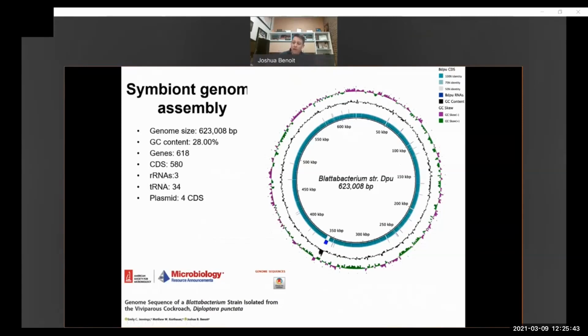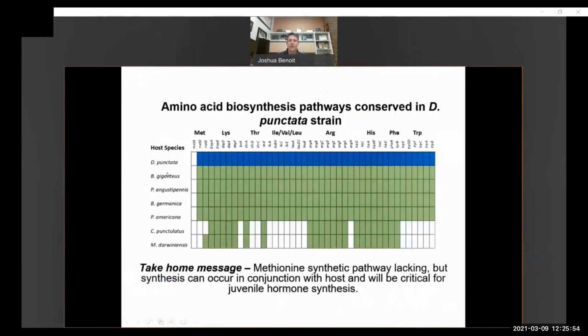In multiple other cockroach species, Blattabacterium has been associated with amino acid metabolism, and so we assumed that it would have a similar effect here. What we were able to show is that it can synthesize most of the amino acids that are necessary, particularly the essential amino acids.